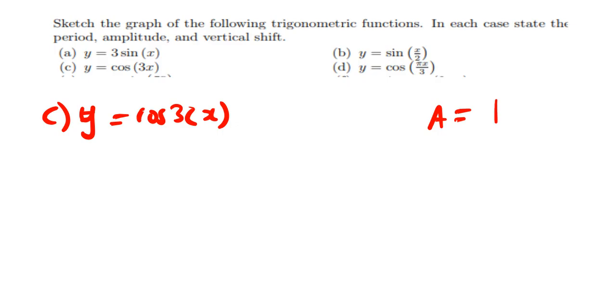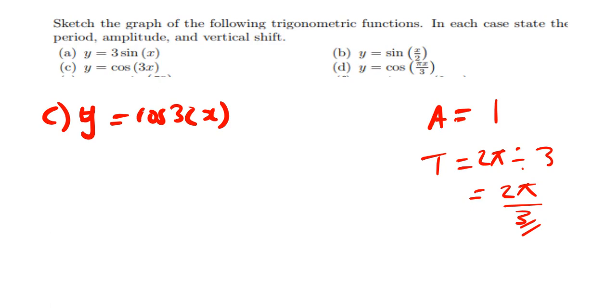Our period is 2 pi divided by b, where b is the coefficient of x. What is the coefficient of x in that case? It is 3. So we are going to have 2 pi divided by 3. So that will be our period. We don't have a shift anywhere, so the vertical shift is 0.